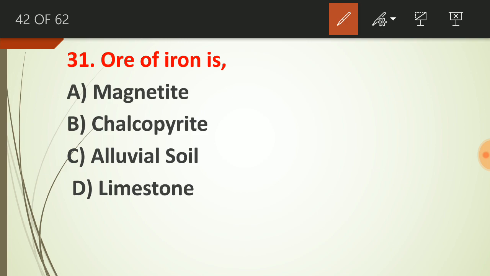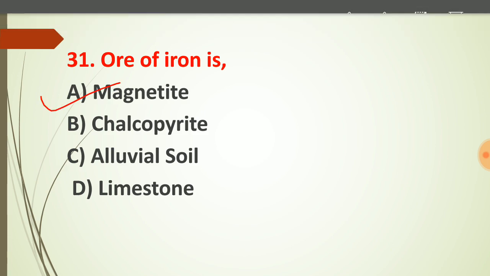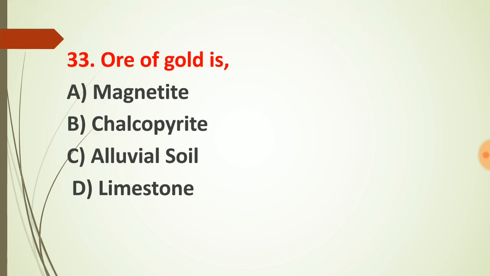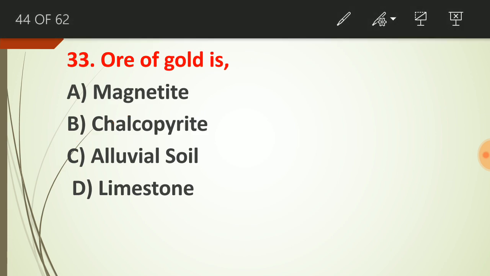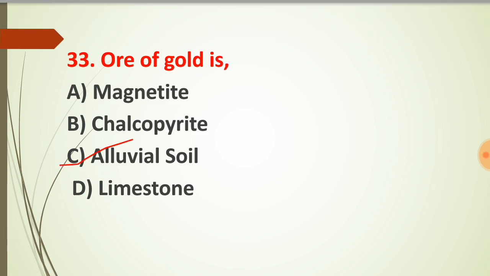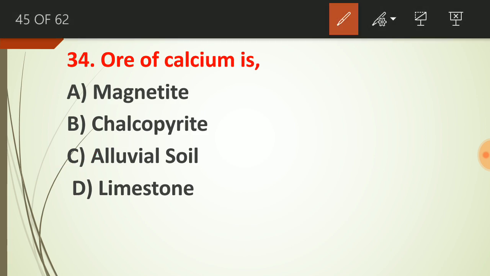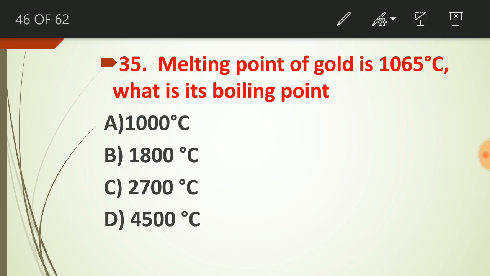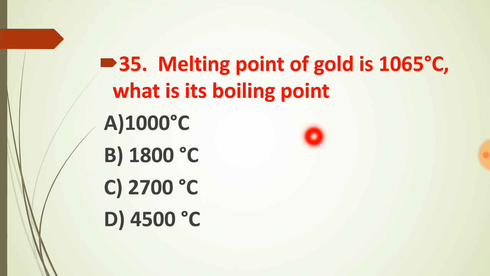Ore of iron is magnetite. Ore of copper is chalcopyrite. Again, question number 33, ore of gold is alluvial soil. Question number 34, ore of calcium is limestone. This type of question will also come in your entrance examinations. And question number 35, the melting point of gold is 1065 degrees centigrade.